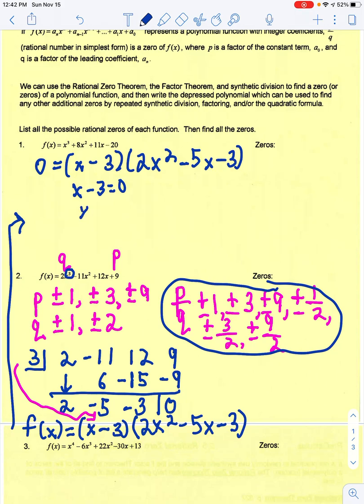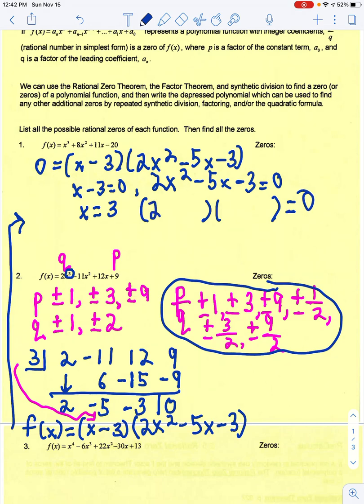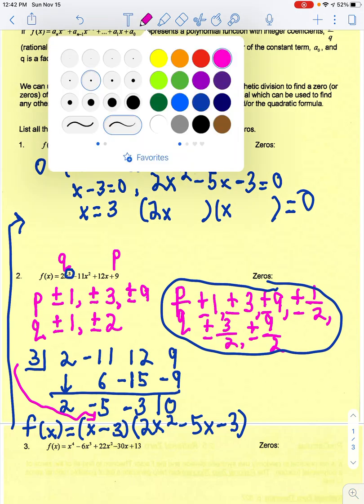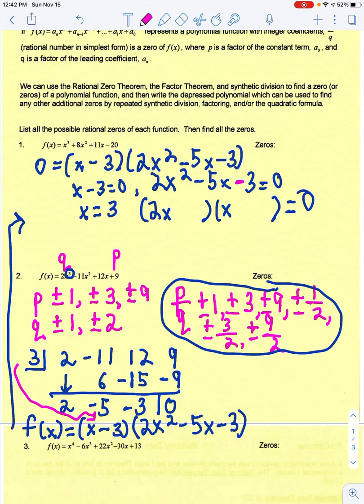That's obvious. That's why we tested it. The other factor is quadratic, and my hope is that this is going to factor. If it doesn't, then I get to use the quadratic formula. So I'm going to put 2x and x. I know 3 and 1 are the only factors for the last positions. I need the difference since this is a minus. The difference of our outside and inside product needs to be 5.